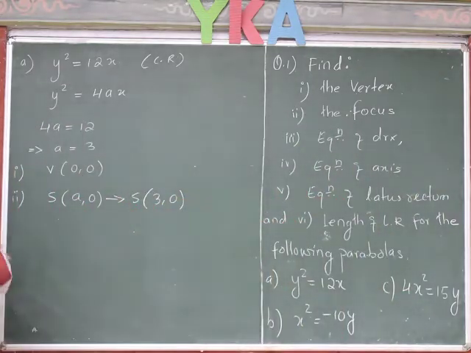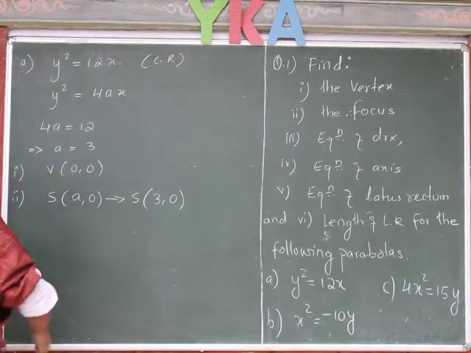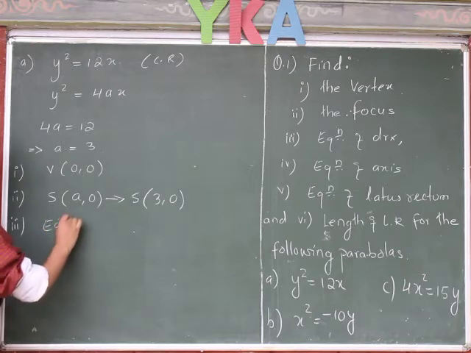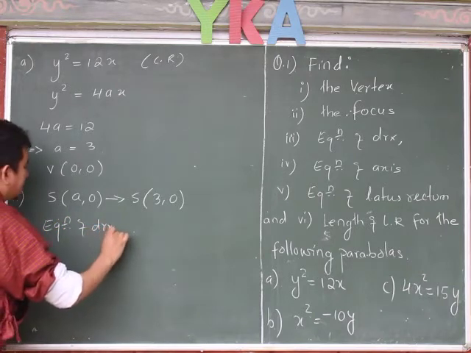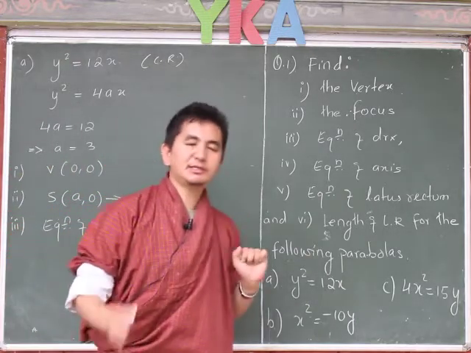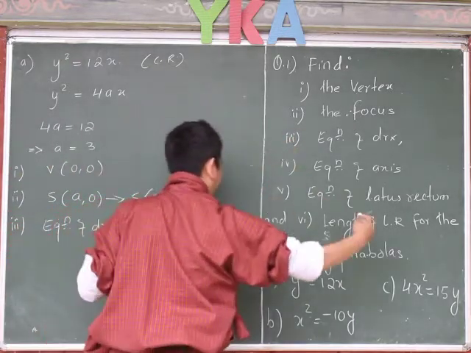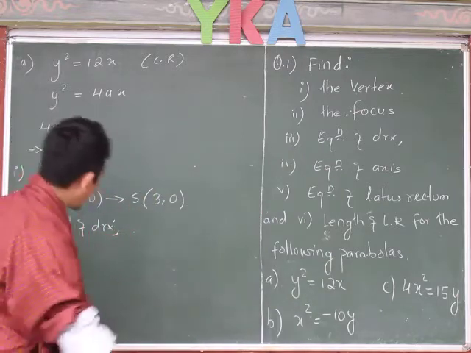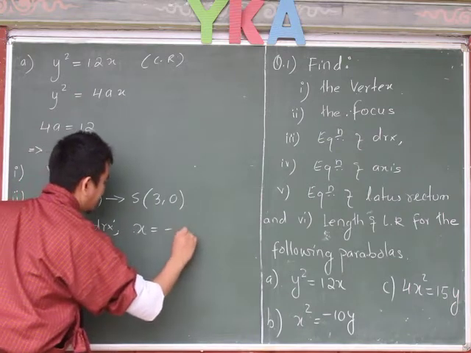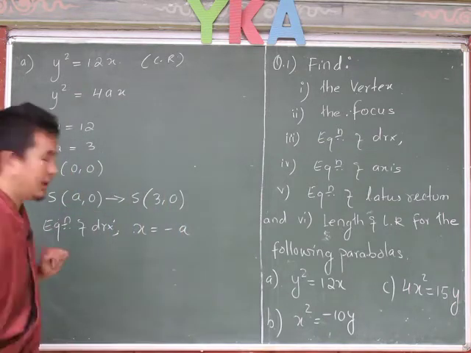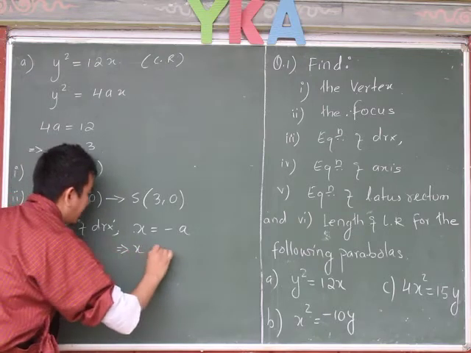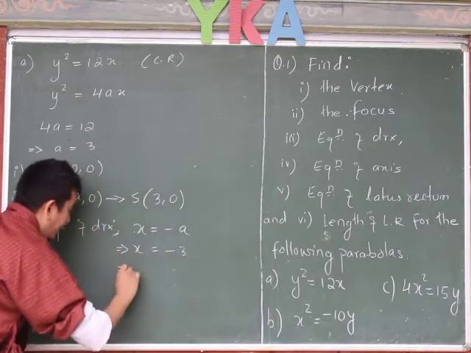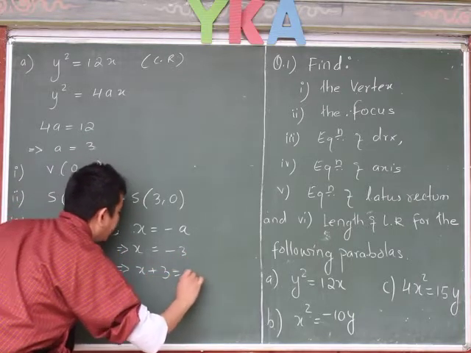Let's go now to number 3, the equation of the directrix. This is a concave right parabola, and we have the focus here. Then what should be the equation of the directrix? The equation of the directrix is x is equivalent to negative a, which implies x is equivalent to negative, what's the value of a? We have calculated a is equal to 3, which implies x plus 3 is equivalent to 0.